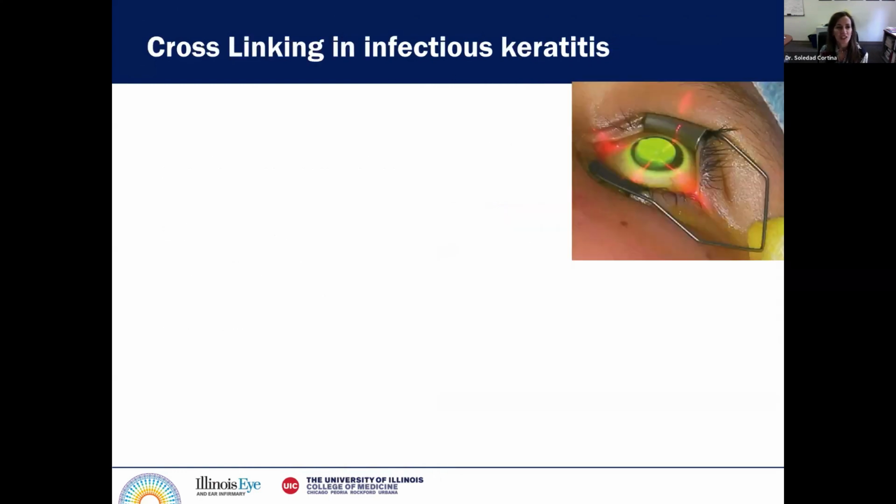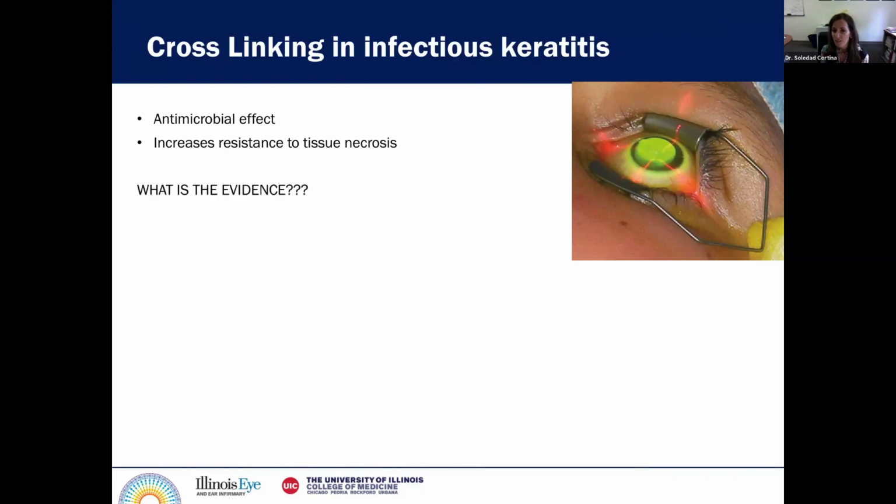What about alternative treatments for infectious keratitis? We talked about how the gold standard, the treatment of choice, is topical antimicrobials, but what happens when these don't work? Some people are really interested in collagen cross-linking for the treatment of infectious keratitis because it has an antimicrobial effect and because it increases the resistance to tissue necrosis. But what is the evidence? What do we know?